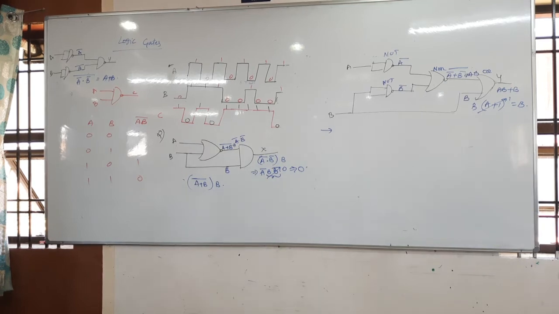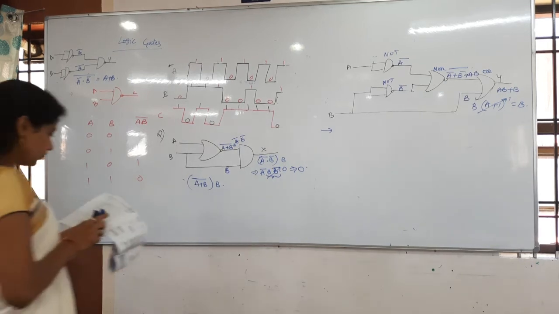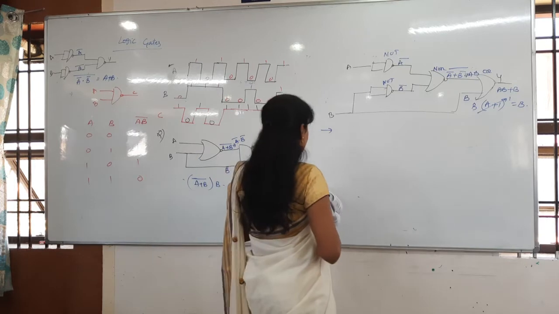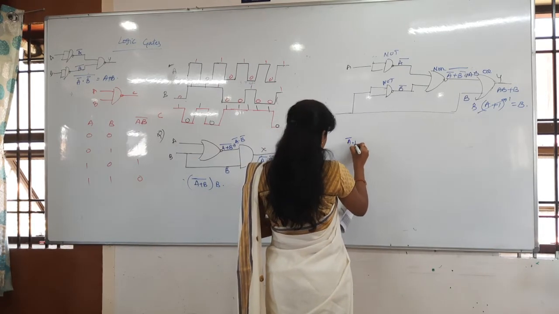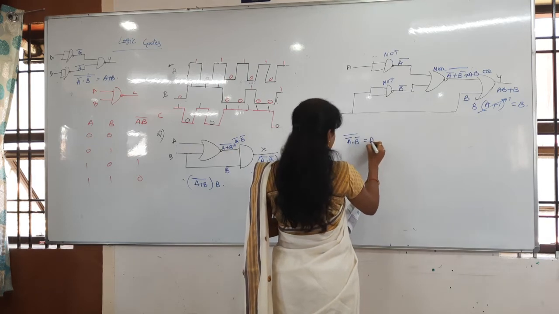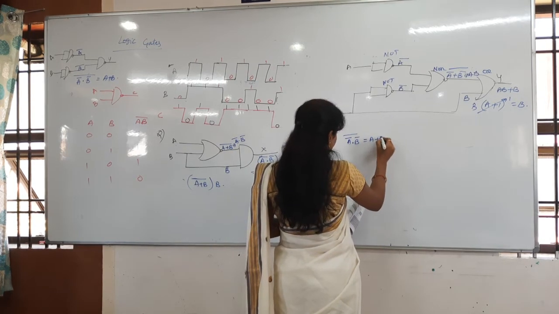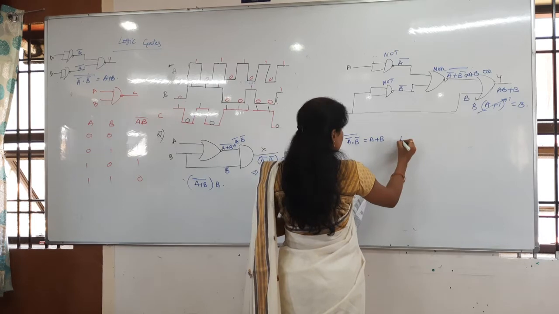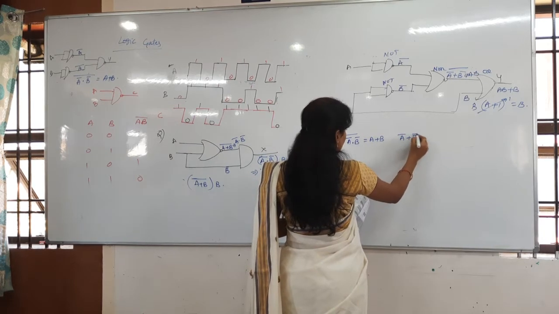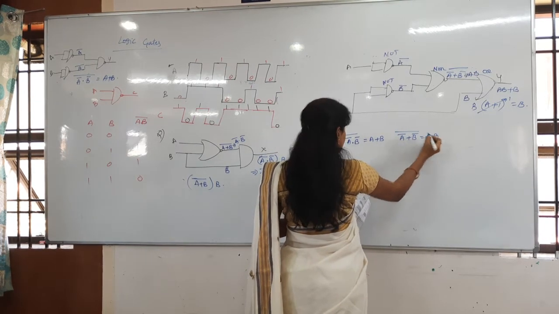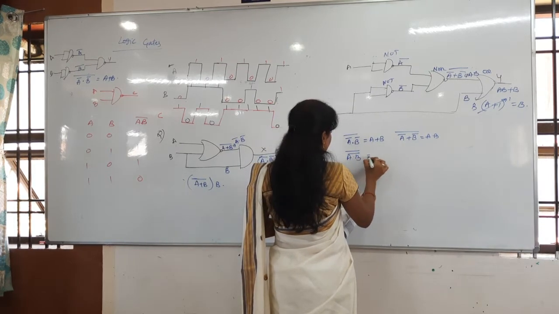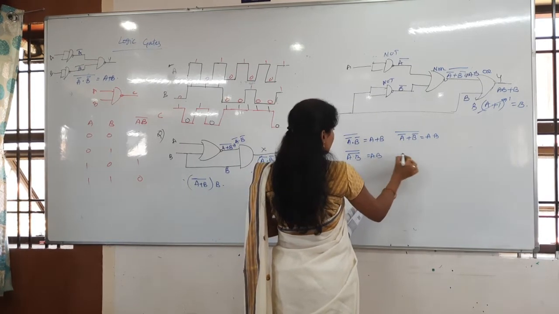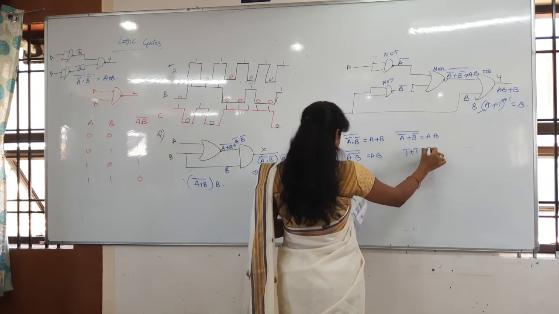Right, which Boolean expression is not correct? Your options are: A bar dot B bar, whole bar, is equal to A plus B. Second option, A bar plus B bar, whole bar, is equal to A dot B. Then A dot B whole bar is equal to AB. And then 1 bar plus 1 bar is equal to 1.